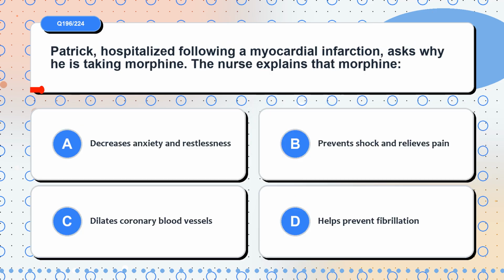Question 196. Patrick, hospitalized following a myocardial infarction, asks why he is taking morphine. The nurse explains that morphine. Here are the options. Option A. Decreases anxiety and restlessness. Option B. Prevents shock and relieves pain. Option C. Dilates coronary blood vessels. Option D. Helps prevent fibrillation.